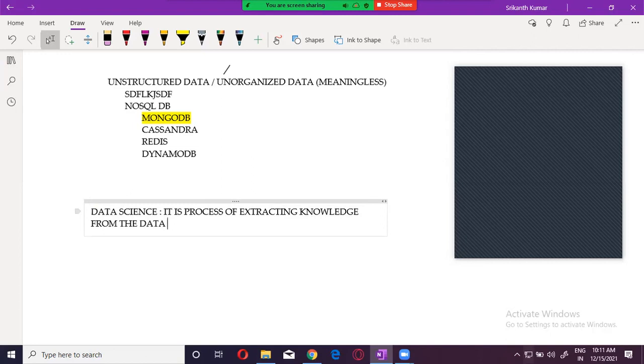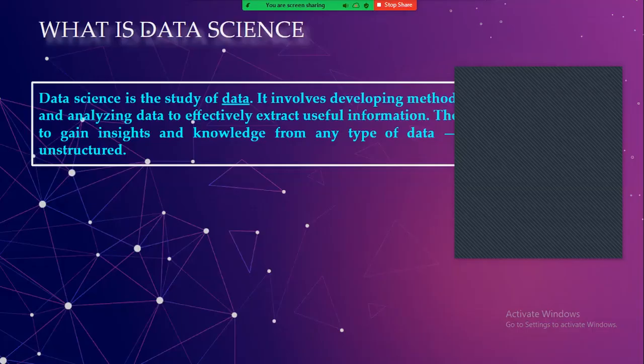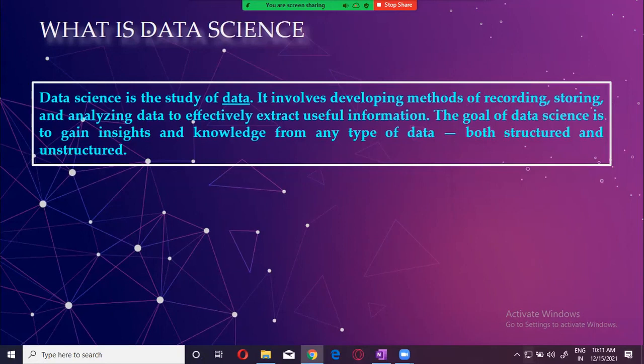Data science is a process of extracting knowledge from data. That is what it is saying. Here you can see this. Data science is a study of extracting useful information. Not to worry, I will tell you what information is. The goal of data science is to gain insight and knowledge from any type of data.